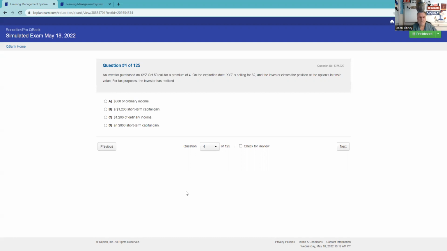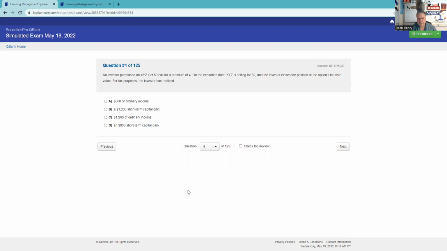An investor purchased one XYZ 50 call for a premium of 4. So that's called an opening purchase. That's dollars out. On expiration, the stock is selling for 62. The investor closes out for intrinsic value. So remember, the intrinsic value, we're going to do a closing sale here, would be the difference between 50 and 62. So that means I bought it for 4 and I sold it for 12. And so that means I have 8 points.